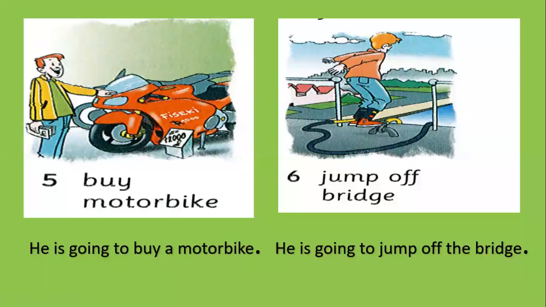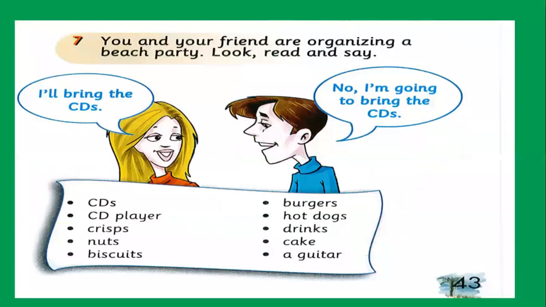So the answer here is number 5. He is going to buy a motorbike, and he is going to jump off the bridge. So as we saw in the 6 images, for using "going to" in the future, we must have intention or planning or arrangement to do something.